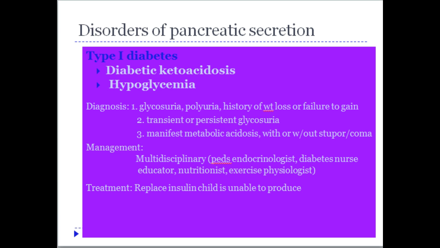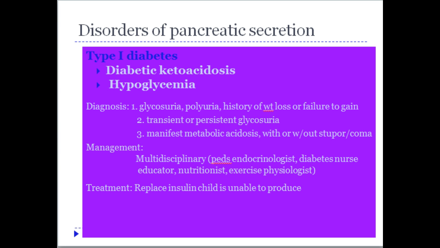Some other things I wanted to point out: it is the most common metabolic disease known. We want a fasting blood sugar of 120 or less if they're normal, 120 or more if we are concerned about them having type 1 diabetes. If you do an oral glucose tolerance test, it's going to be 200 milligrams per deciliter or more if they are type 1 diabetics.